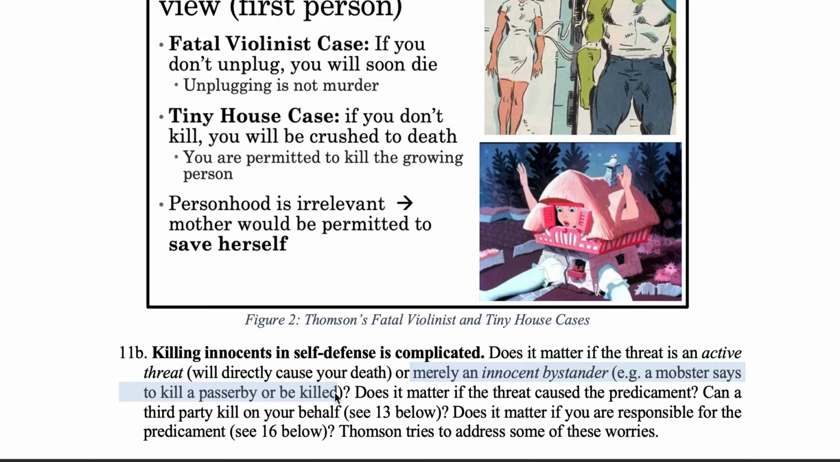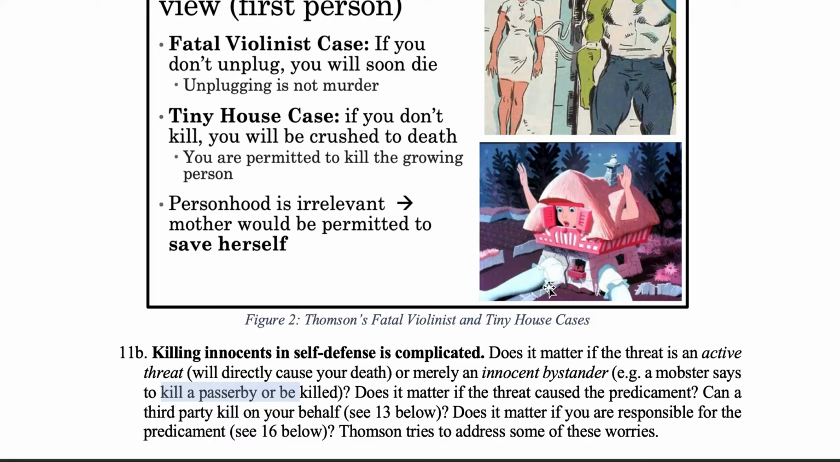Does the person on the other side of the street, are they allowed to kill the person who comes after them? They're just an innocent bystander. A mobster says, kill the passerby or be killed. So, can they kill the mobster? Can they kill the innocent bystander who's forced to do it? It's just really complicated. Does it matter if the threat caused the predicament?